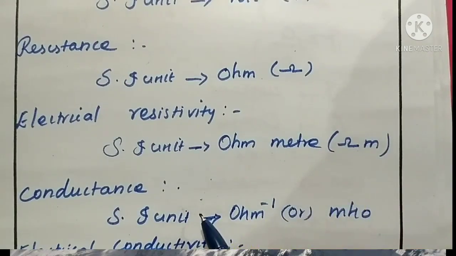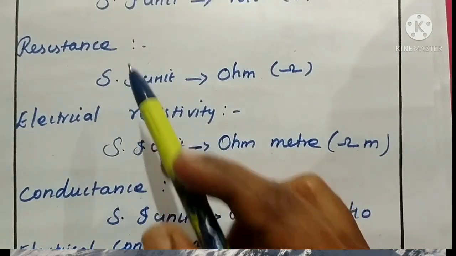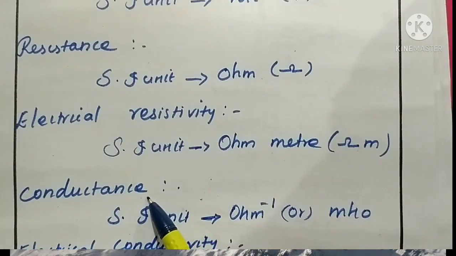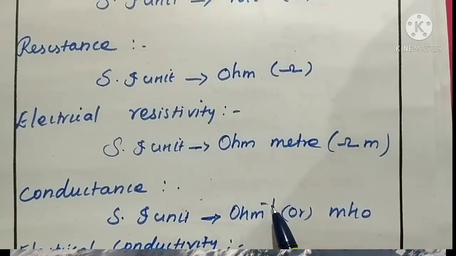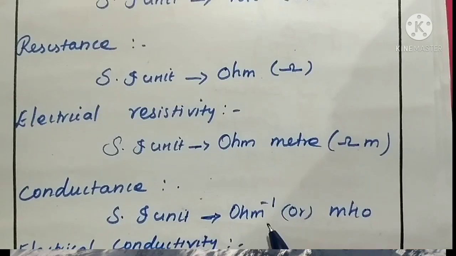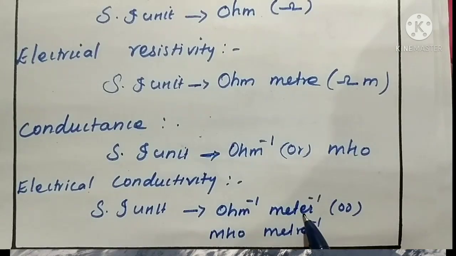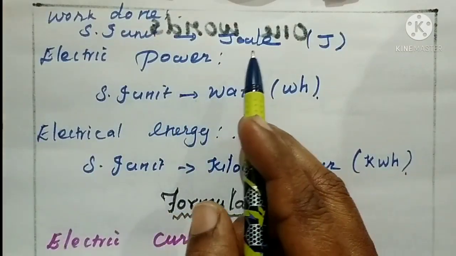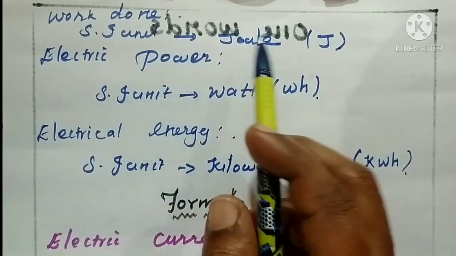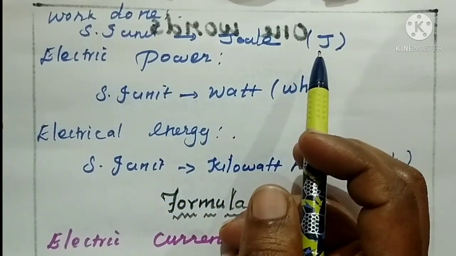And the SI unit of conductance. Resistance is the opposite of conductance. The unit is ohm power minus 1, or mho. And the electrical conductivity, the unit is ohm power minus 1 meter power minus 1, or also mho meter power minus 1. The unit of work done is joule, represented by the symbol J.